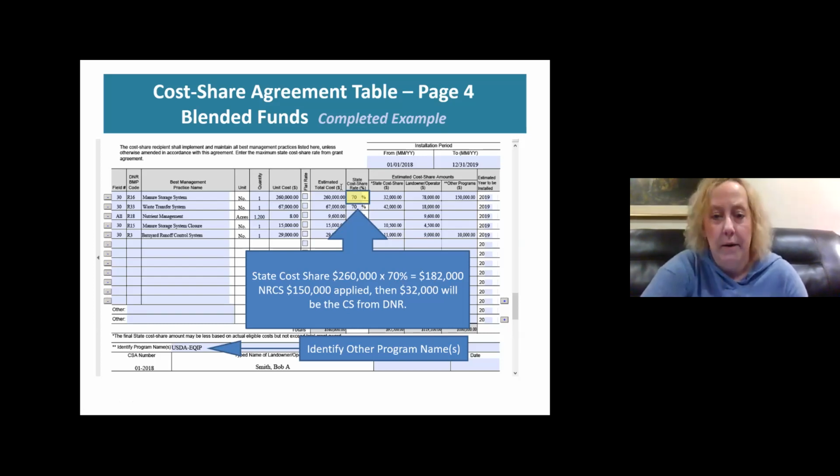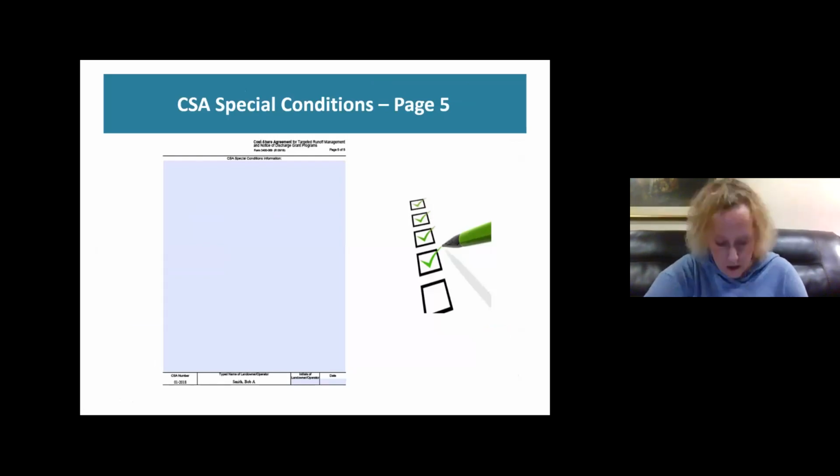Okay. All right, the last page of the cost share agreement is essentially available for any special conditions that you'd like to add to that agreement. There's an initial box consistent with all the other pages. You'll notice that the cost share agreement number self-populates and the name of the landowner populates, and the landowner operator will need to initial and date each page throughout the agreement.